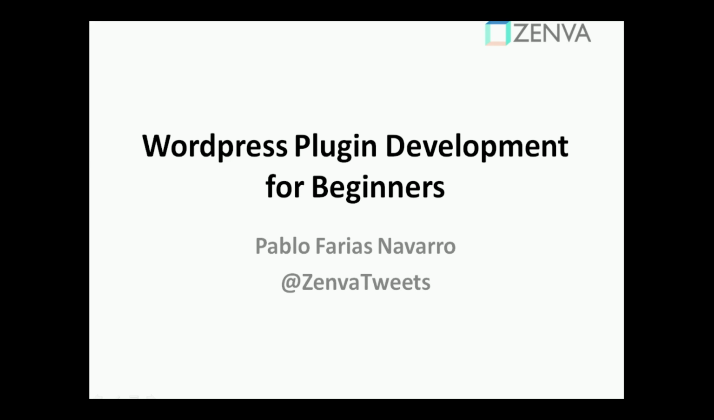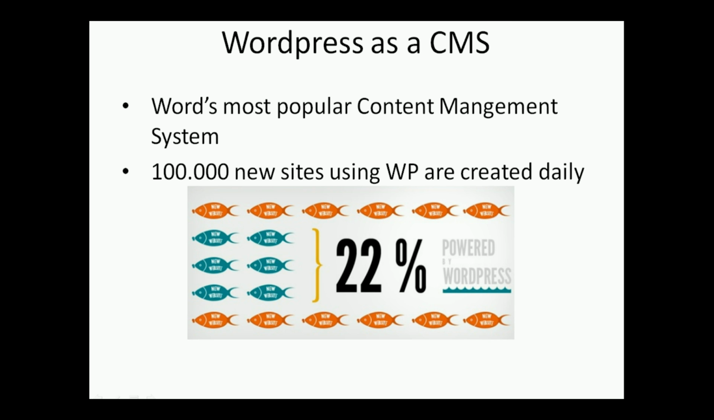Welcome to this course on WordPress plugin development for beginners. WordPress is by far the most popular content management system in the world. About 22% of all websites on the internet are powered by WordPress. About 100,000 new sites are created daily that use WordPress. So it's definitely a platform, a technology that's worth getting into for your own sites, for your client sites, if you want to distribute plugins to the entire WordPress community.